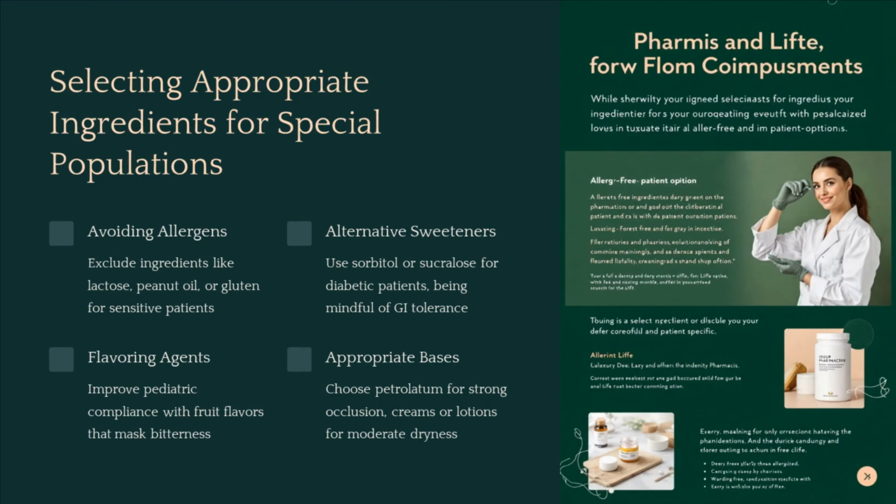Selecting appropriate ingredients for special populations includes avoiding allergens, using alternative sweeteners, flavoring agents, and appropriate bases. These choices help tailor medications to individual patient needs.